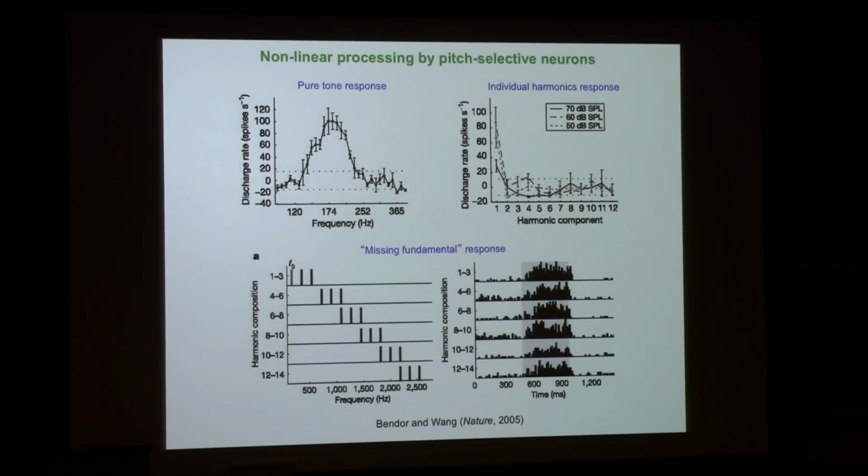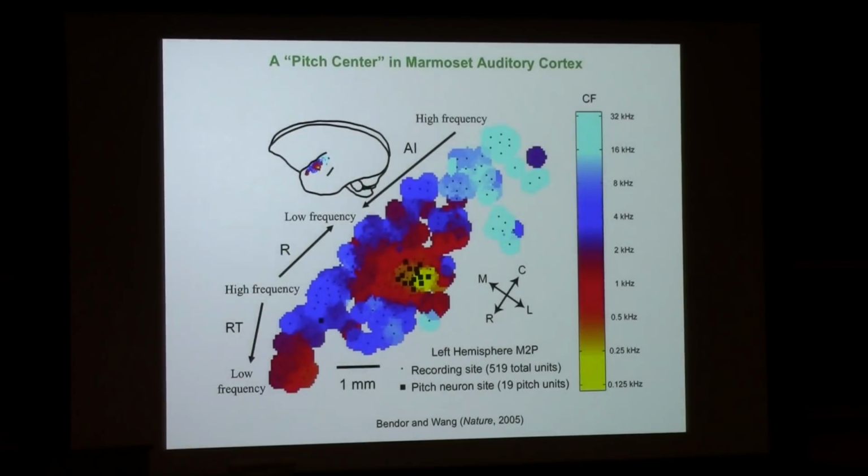And here's more data. I will let you read it, along with the controls. Where is the pitch region located in our brain? It's actually, this is in the monkey brain, in a very small region in the low frequency range of auditory cortex.